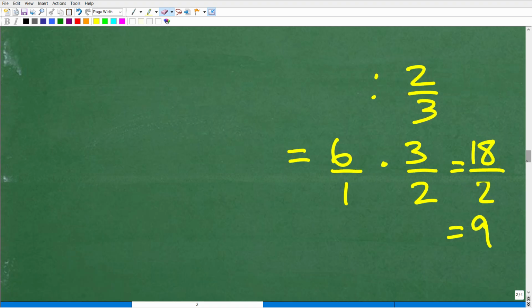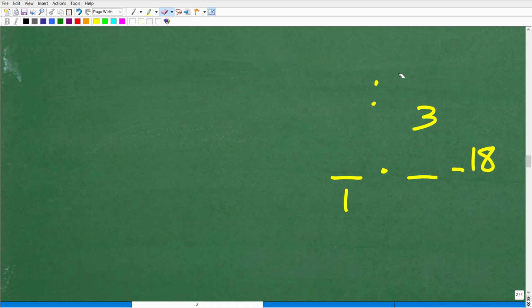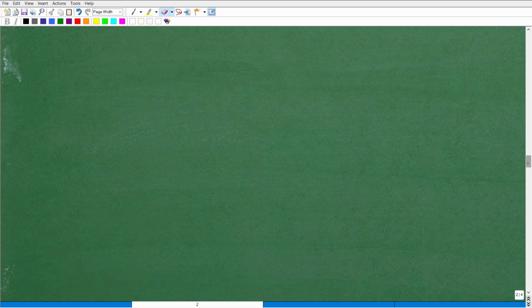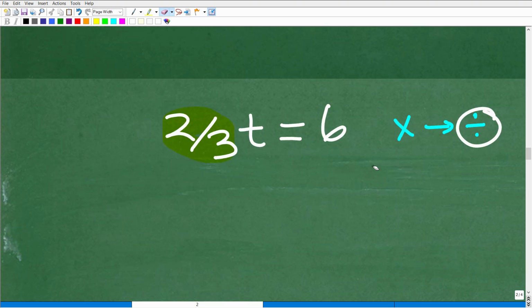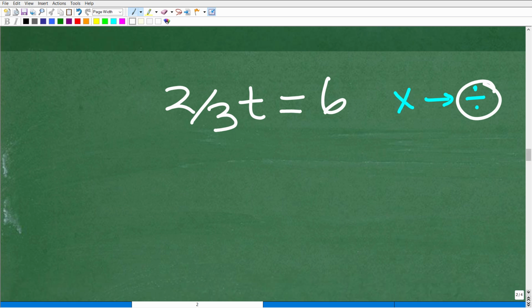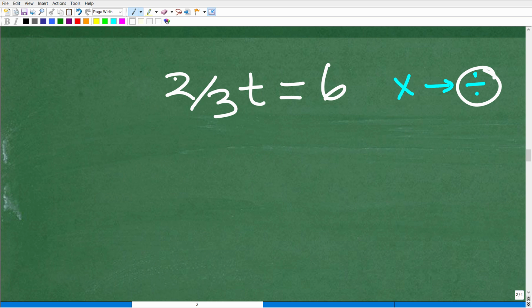So again, the answer here is 9, so t is equal to 9. So let's think about this differently. Although this is multiplication, we're going to be using division. Really, let's write this fraction a little bit differently. For those of you out there that like to write your fractions with the angled fraction bar, get in the habit of writing it with a horizontal fraction bar like this. So 2/3 t is equal to 6.